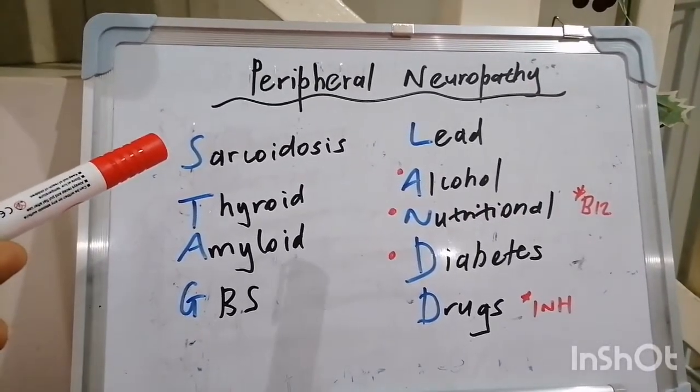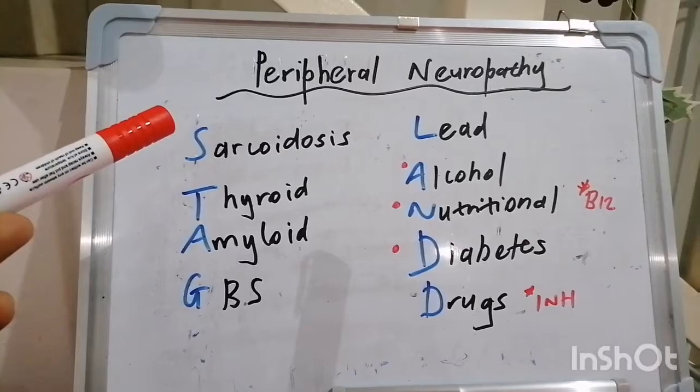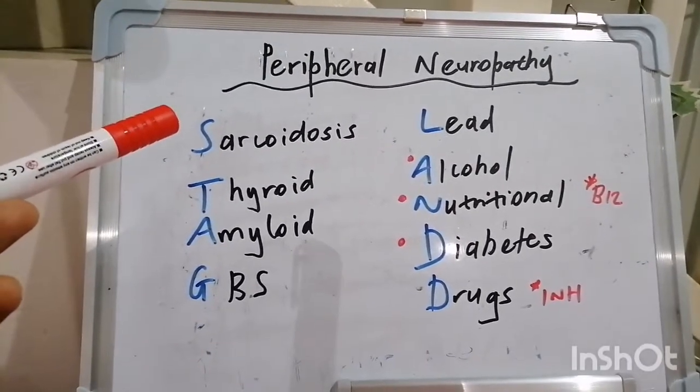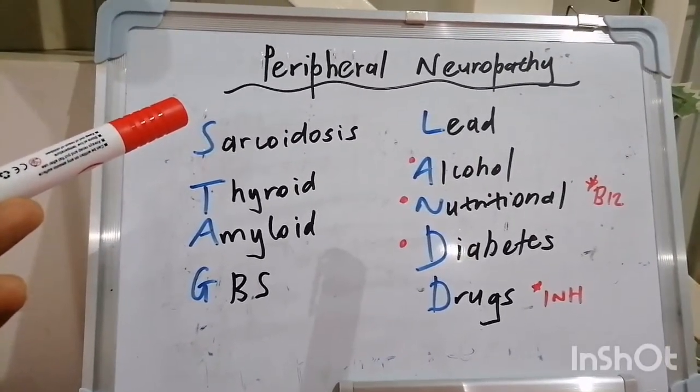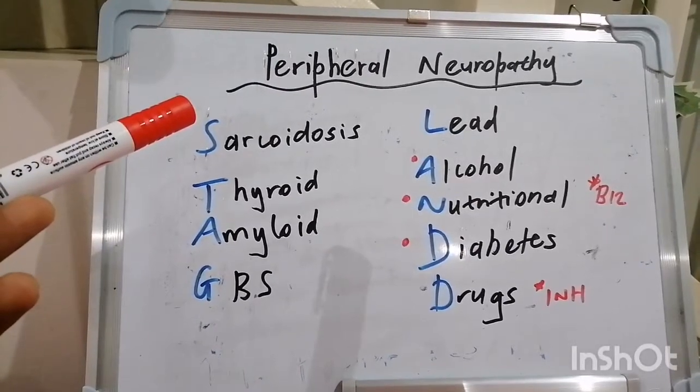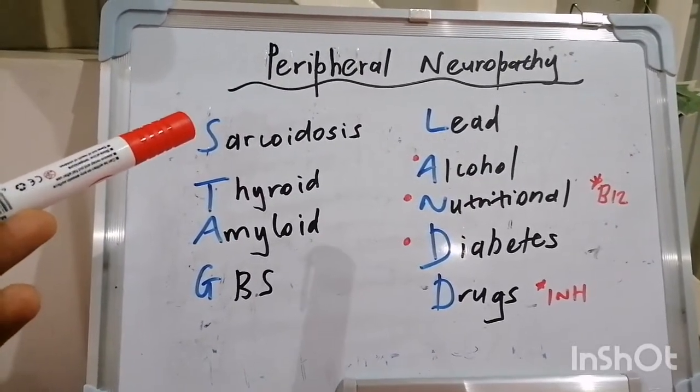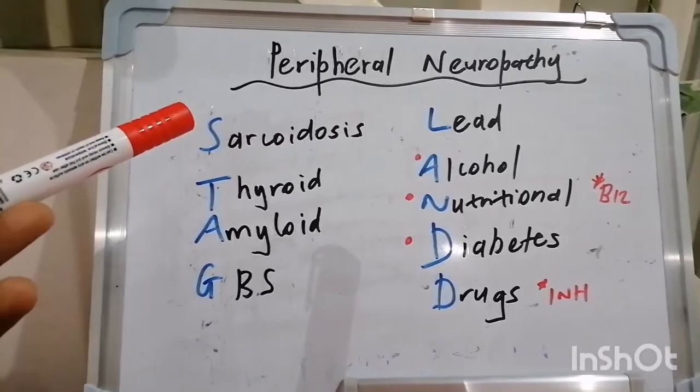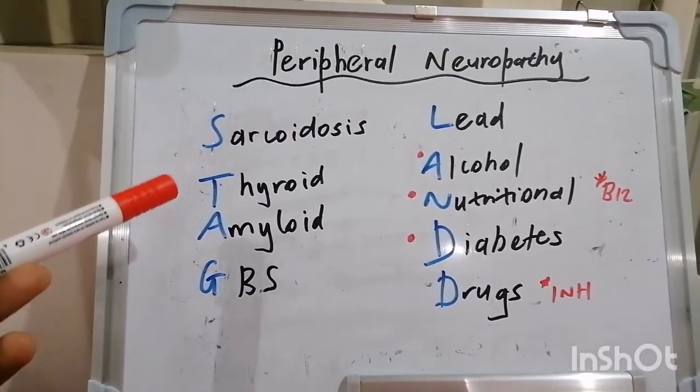Also be aware of manifestations like heart block, hepatosplenomegaly, which speak to reticuloendothelial system involvement, anterior uveitis, uveoparotid fever, and on your bloods, hypercalcemia and a raised SACE level, which is serum angiotensin converting enzyme level.